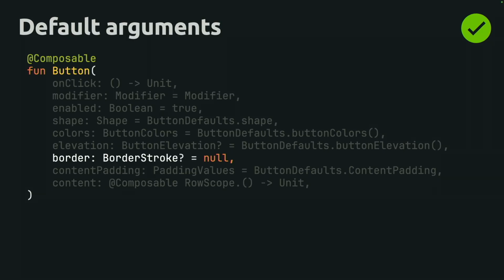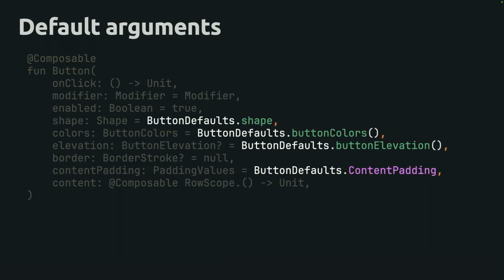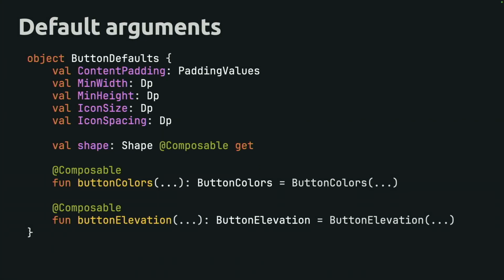And while we're here, we can also observe something else that button is doing, which is that it has a lot of different default values, and all of these are organized into this button defaults object. If we take a look, this object includes a bunch of different sizing information. It has a shape in there. It has some utility functions to create the default values of button-related types.